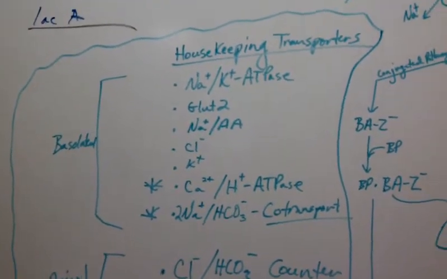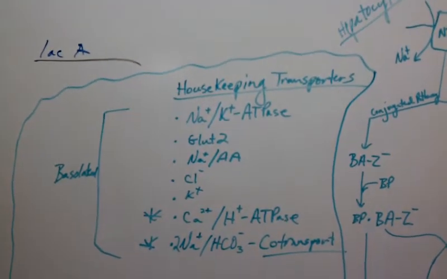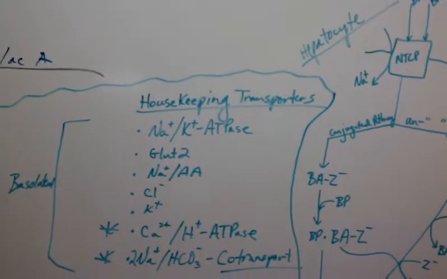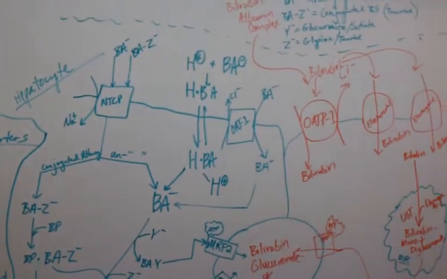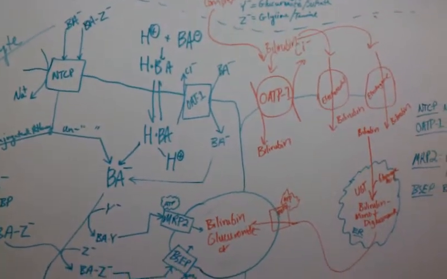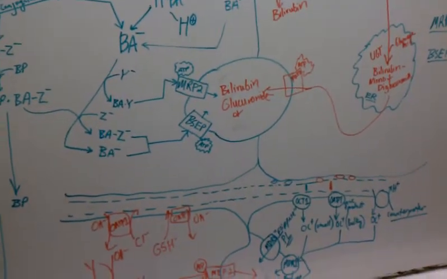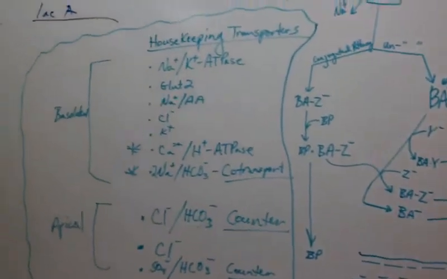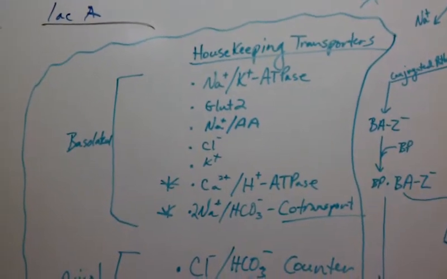Okay, so what we're doing here is we are taking bile acids and bilirubin and drugs like organic anions and cations, and we're going to bring them into the liver and modify them and then excrete them through the bile. Alright, so the first thing we're going to look at is just housekeeping transporters in hepatocytes.